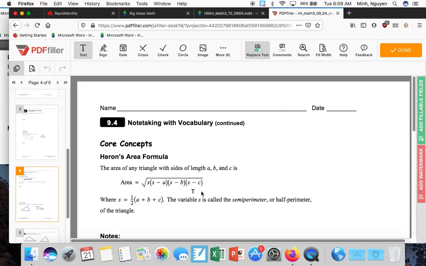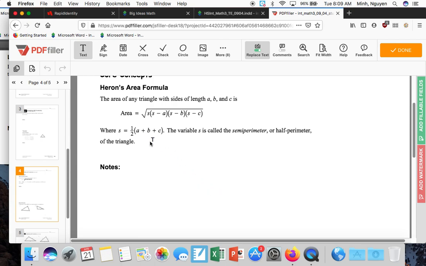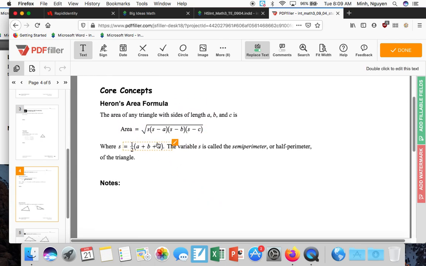And the area, I was going to say I'll go over the area formula later, but I'll just talk about it real quick. The area of any triangle with sides of length A, B, and C is the square root of S times S minus A times S minus B times S minus C, where S is equal to half of A plus B plus C.